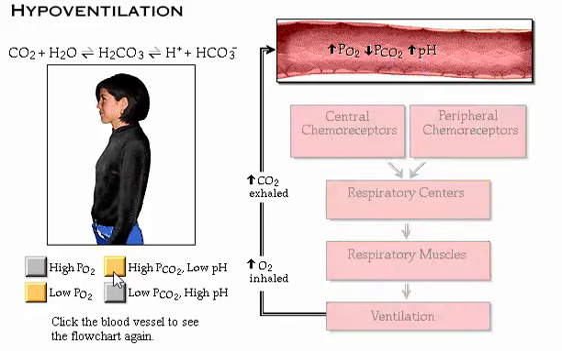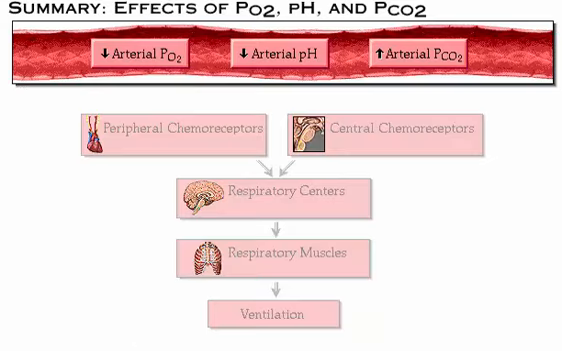Click the blood vessel to see the flowchart again. This chart summarizes how the three major chemical factors, PO2, pH, and PCO2, modify breathing rate and depth. Click a button to review each pathway.